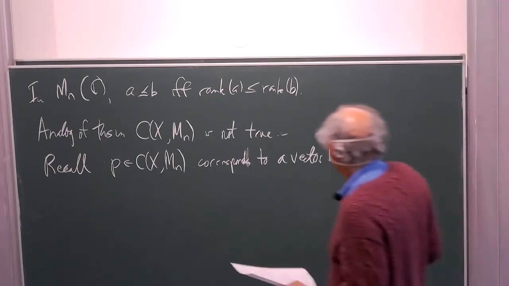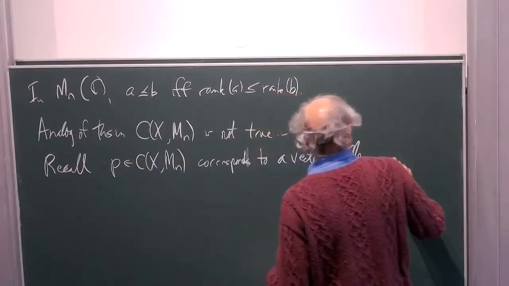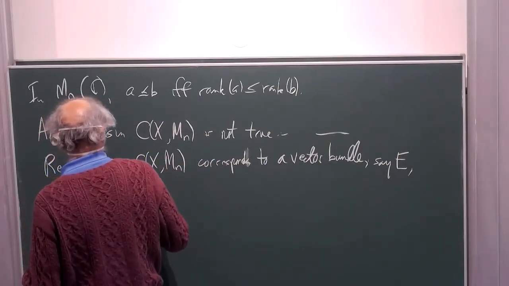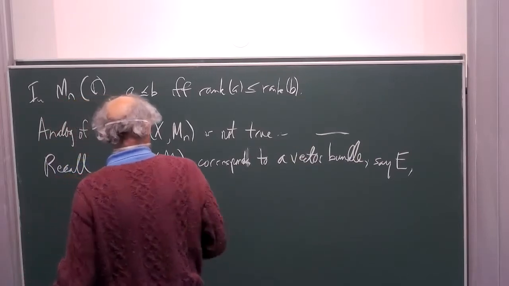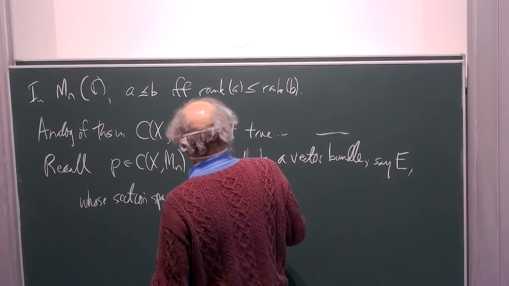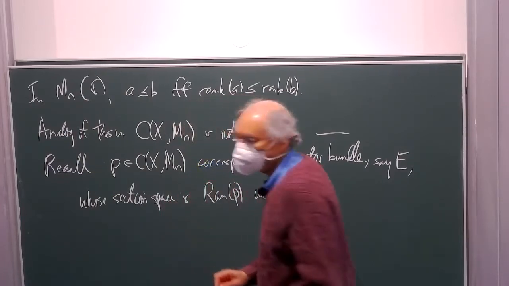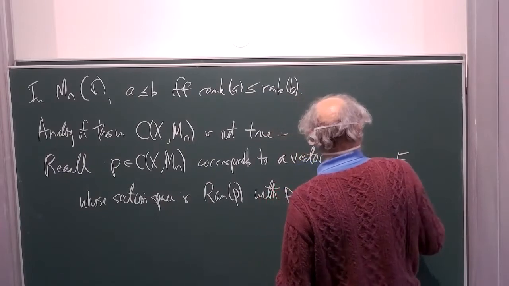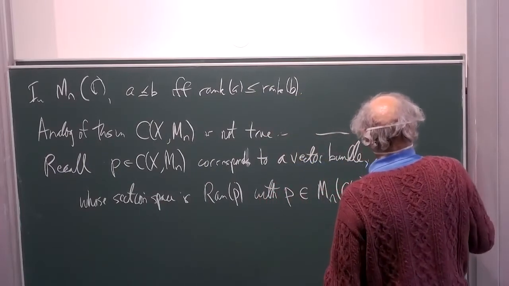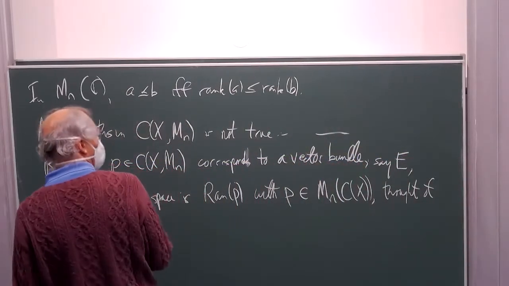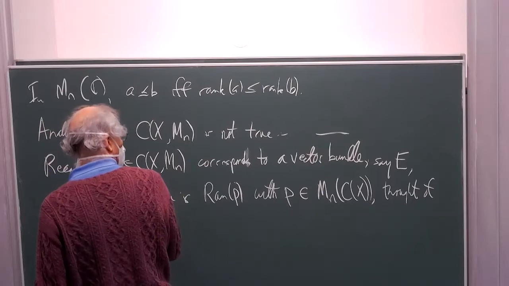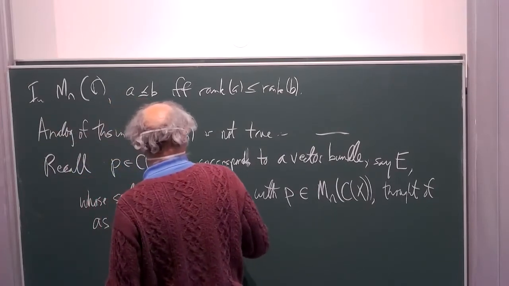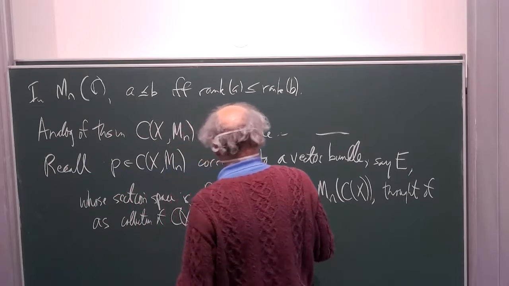Yeah, okay. Let's say E, whose section space is the range of P, with P regarded as an operator Mn of C of X, thought of as the collection of really C of X linear maps from C of X to the N to C of X to the N.